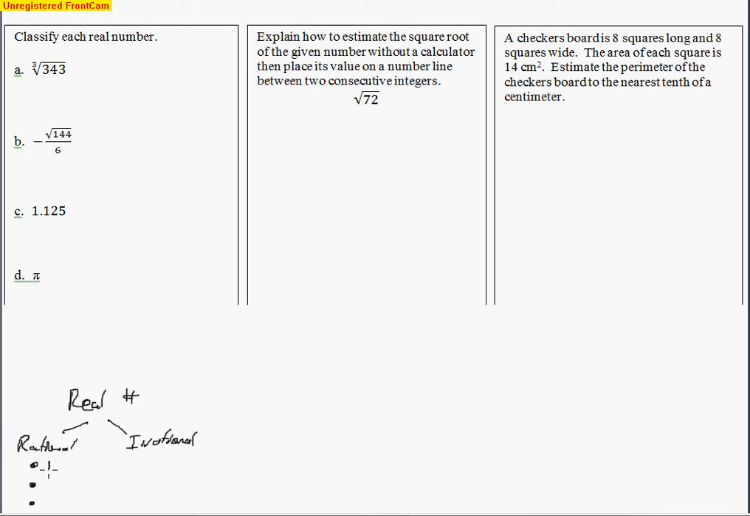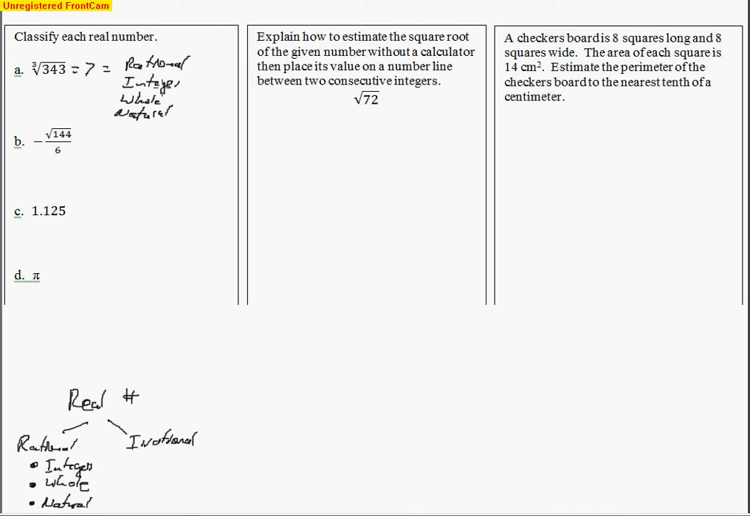They have integers, and integers are special numbers on the number line that are positive and negative. We have whole numbers, which include all the positives and 0, and then we have natural numbers that are just the positive values. So looking at this, what we're going to want to do is see if we can take the cubic root. Well, the cubic root of 343 is 7. So this is a rational number, and it is also an integer. It's a number on a number line.